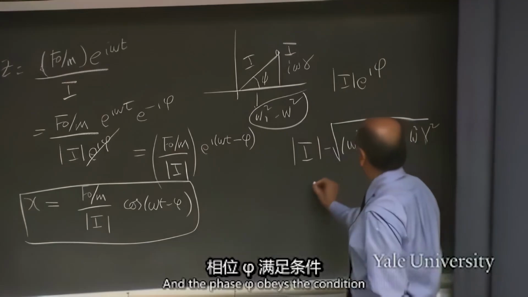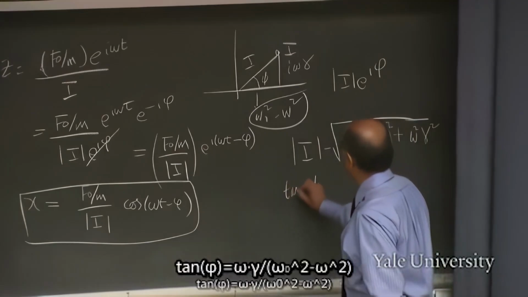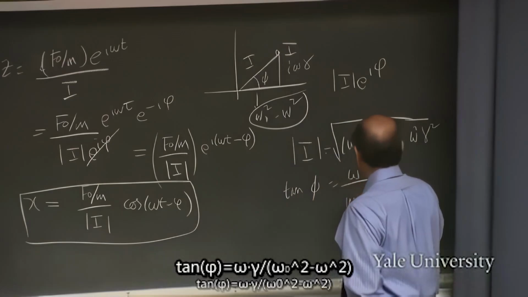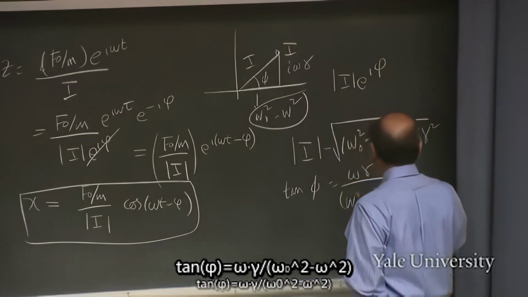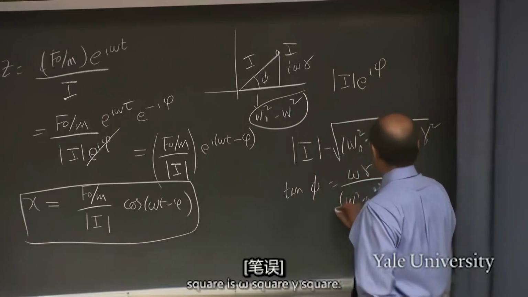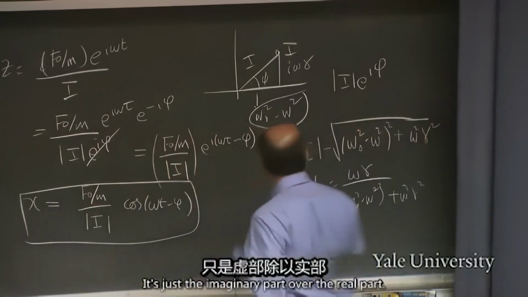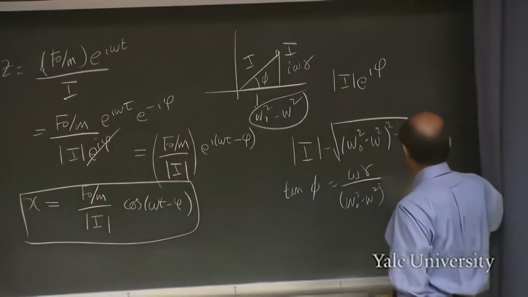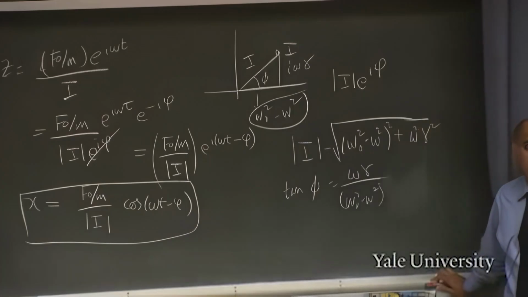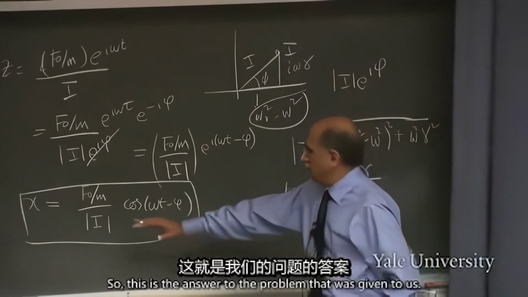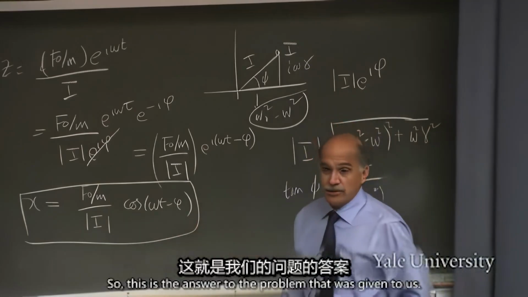And the phase phi obeys the condition tan phi is equal to omega gamma divided by omega naught square minus omega square. I'm sorry, it's just the imaginary part over the real part. So this is the answer to the problem that was given to us.